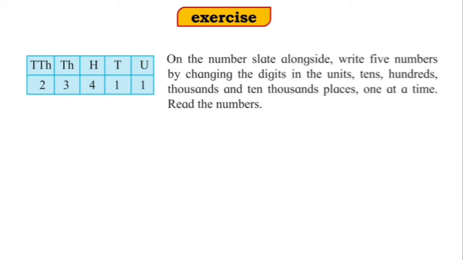On the number slate alongside, write 5 numbers by changing the digits in the units, tens, hundreds, thousands and 10,000s places, one at a time. Read the numbers. Here the given number is 23,411 and we have to change digits from units, tens, hundreds, thousands and 10,000s places one at a time to form new numbers. So let's interchange here hundreds and tens place.